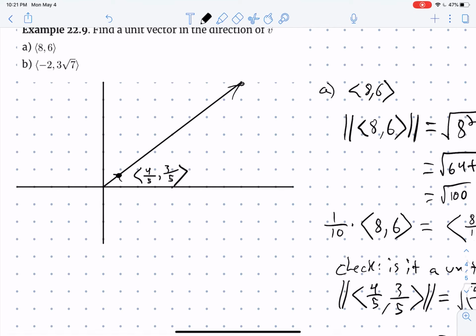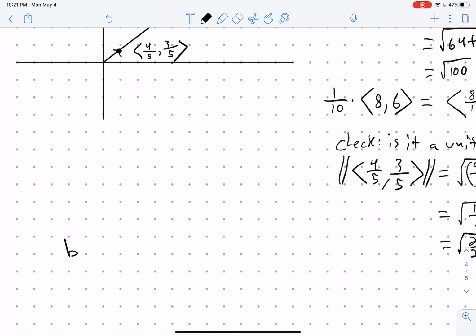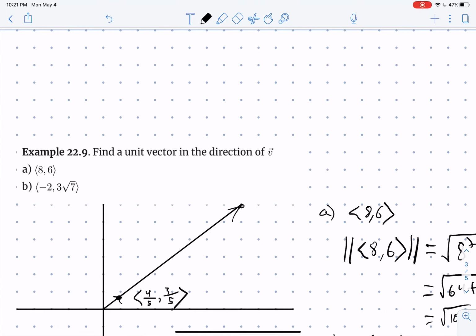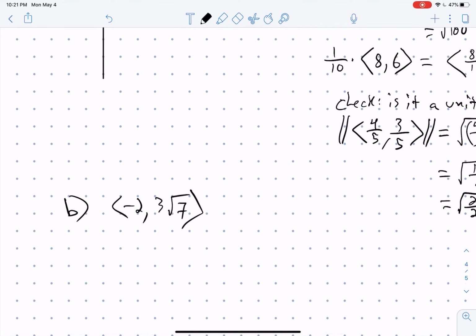Part B is the vector -2, comma, 3 radical 7. So here is B. The vector is -2, comma, 3 radical 7. And we're going to find a unit vector. Recall the instructions. Find a unit vector in the same direction as our vector, but with length only equal to 1. And we're going to solve this in just the same way.